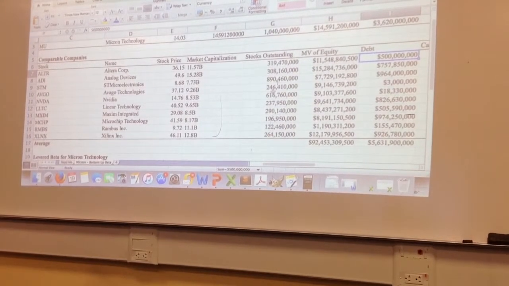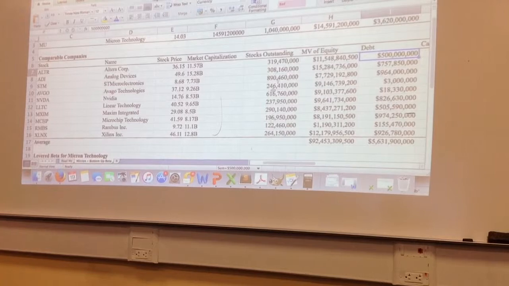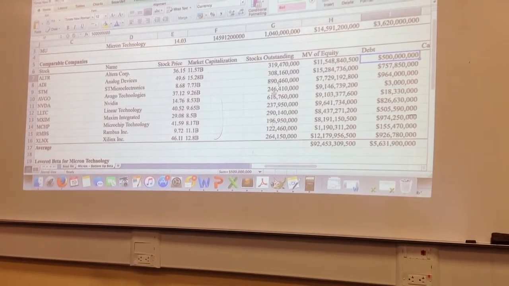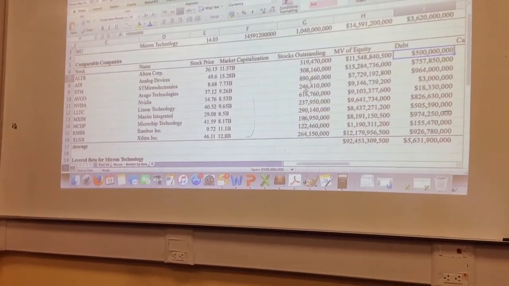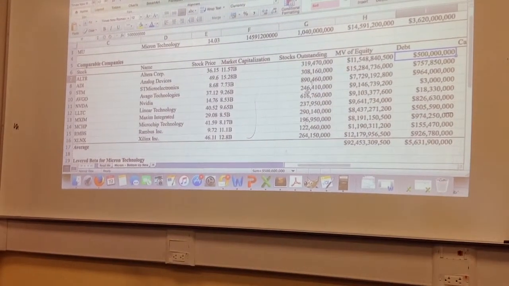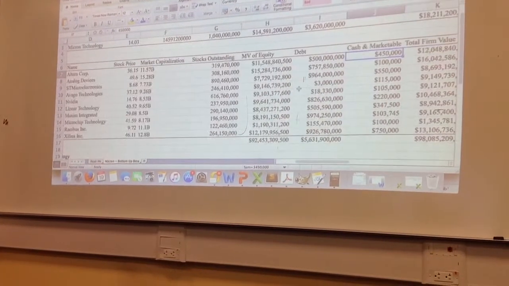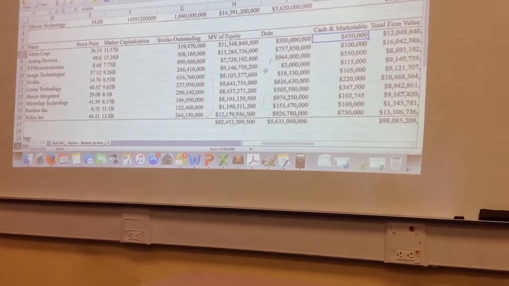Market value of debt, once again, either from the company's 10K, or if you can find the current price of the company's bond, you can take it from there. But if not, just take the number directly from the company's 10K. So that's your debt. Next, cash and marketable securities.